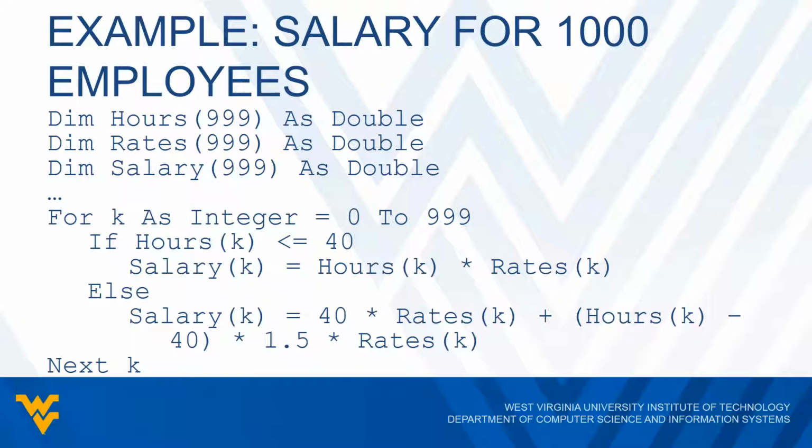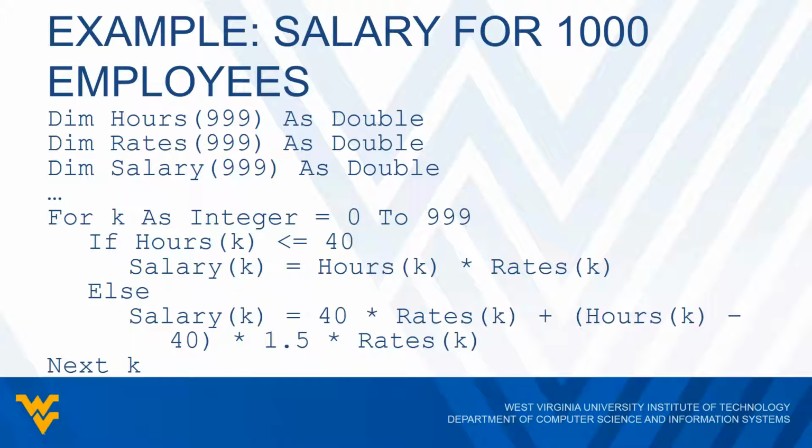Here is another example where we want to compute the salary for 1,000 employees. Trying to implement this code for each individual employee without arrays would be quite tedious. Imagine trying to do like 1,000 if statements. That would be a nightmare. So the array actually makes this a lot easier for us.